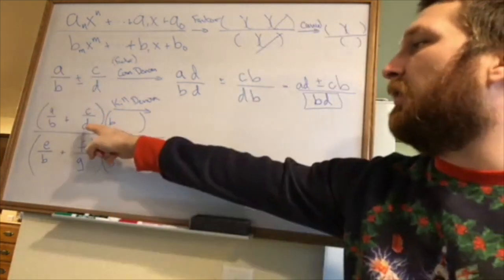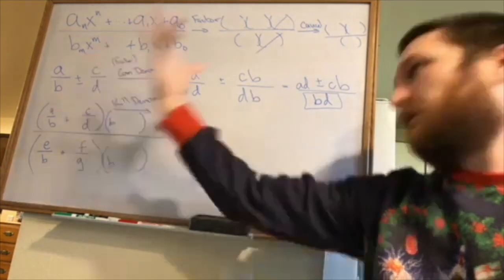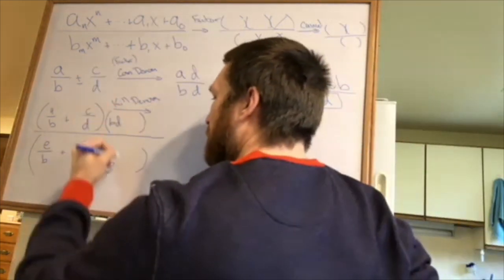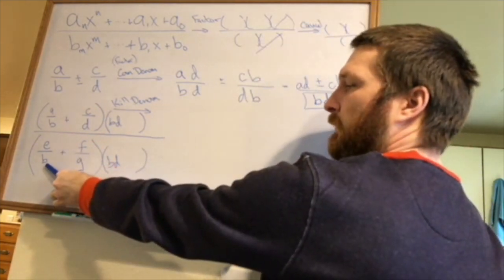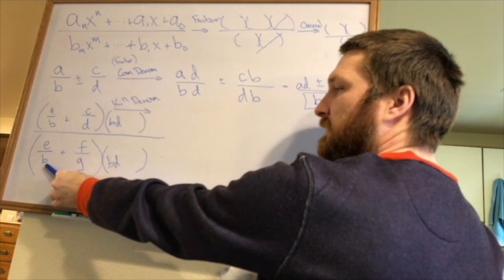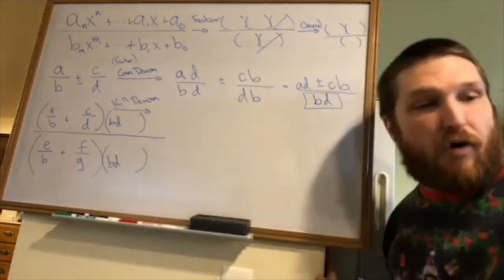How do I kill that guy? Multiply it by D. Okay, so I need to do that in the bottom too. How do I kill that guy? Multiply it by B. Did I already do that? Yep. So I don't need to go overkill.